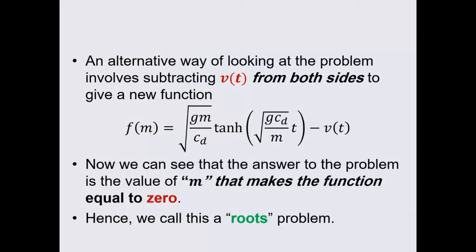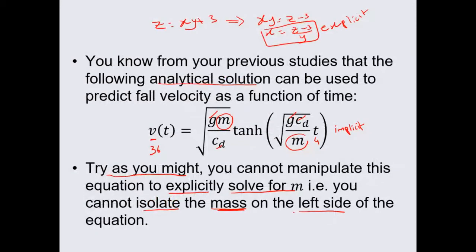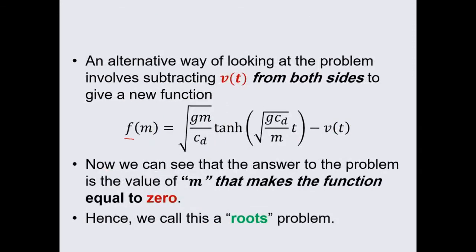One way of looking at the problem is that we subtract the velocity from both sides. So we say v minus v on both sides. So here we will cancel and you'll be left with 0. So we can say that function of mass is this equation that we had minus the velocity, and of course we said it is equal to 0.